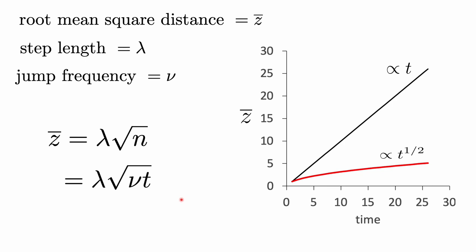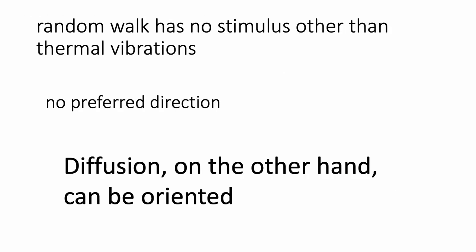So it will vary like so, a parabolic curve here, proportional to time to the half, rather than as a straight line here, proportional to time. And you can take this as a rough distance you would expect during diffusion over a period of time t. Now, we noted earlier that a random walk has no stimulus other than thermal vibrations, so there is no preferred direction.